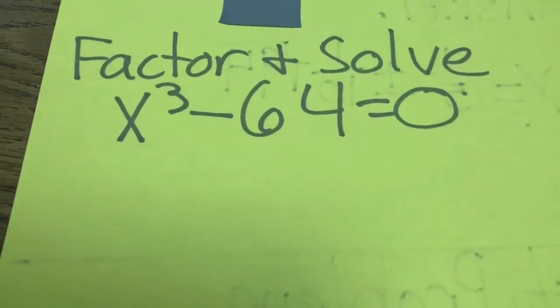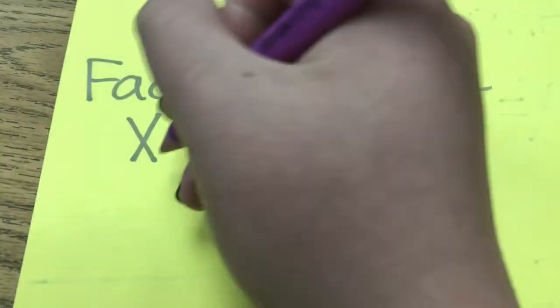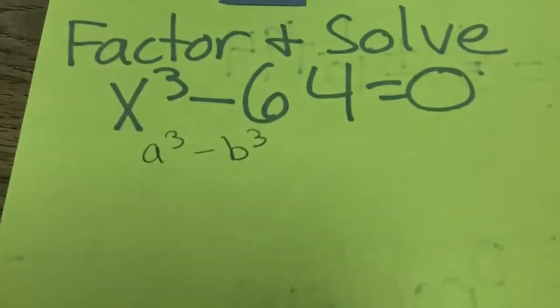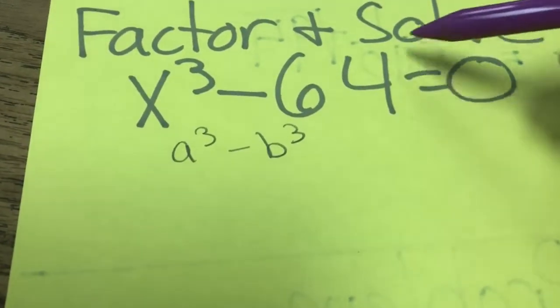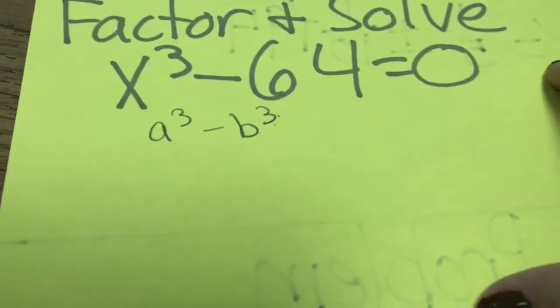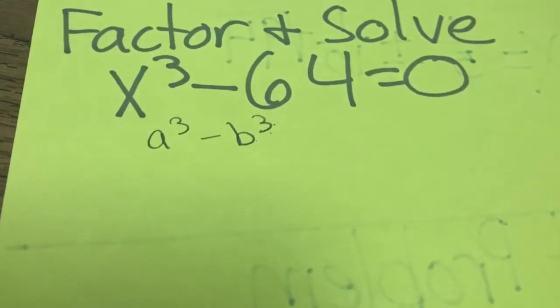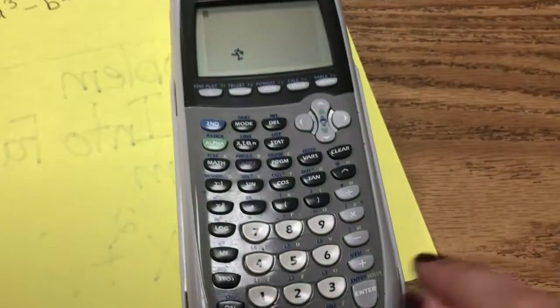So we needed to first ask ourselves, do we have our a cubed and our b cubed? Hopefully you can realize that this 64 doesn't have a cube in the exponent. So obviously we don't have our b cubed yet. So we're going to use our calculator to do that. So we can go to our graphing calculator.